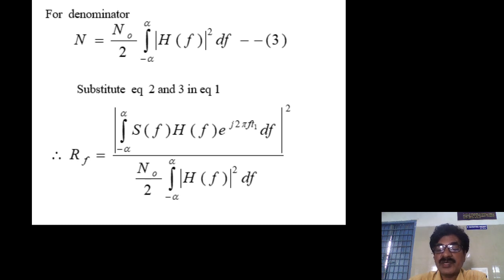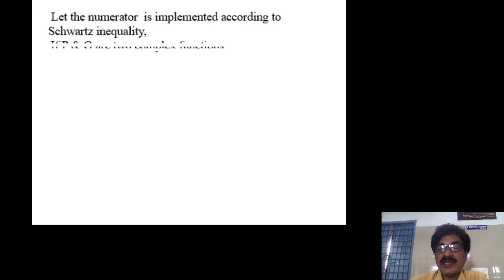inequality. Now the numerator part whatever is here, its representation is in the Schwarz's inequality. Now what is Schwarz's inequality?